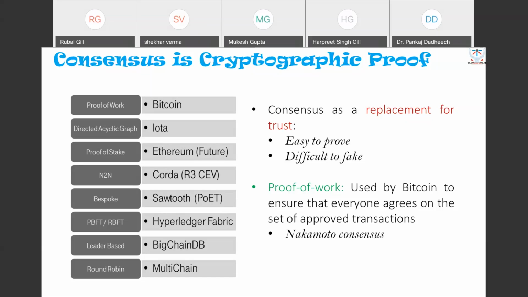So this consensus mechanism, friends, in Bitcoin, it was proof of work. In IOTA, as I told you, a directed acyclic graph. Initially, it was Curl. Then we have proof of stake in Ethereum. We have end-to-end in Corda. We have bespoke in Sawtooth. We have different ways of reaching a consensus, and depending on the type of blockchain and the computational power that you have, we can go in for different consensus techniques.